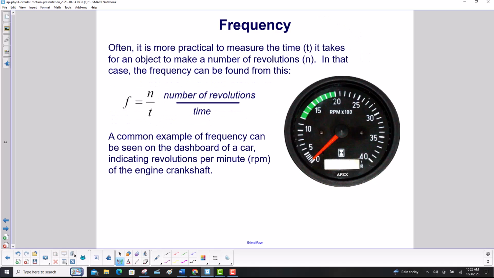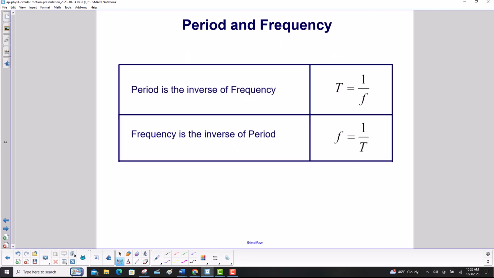Again, it is often more practical to measure the time it takes for an object to make a number of revolutions. Also, you'll get a more accurate answer. In that case, the frequency can be found from this, number of revolutions over time. A common example of frequency can be seen on the dashboard of a car, indicating revolutions, there's another term for making one cycle, per minute, or RPM of the engine crankshaft. Perhaps you notice this, but period is the inverse of frequency. Also, of course, frequency would then be the inverse of period.